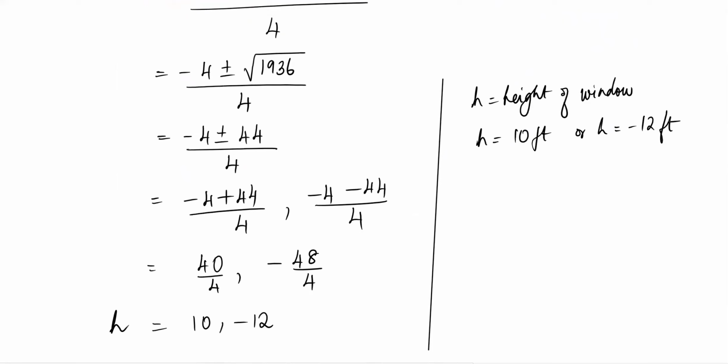Okay, how can feet be measured in negative, right? Distance, it's a length that cannot be measured in negative. So clearly, you see that out of the two answers, this has to be rejected because it's negative. So your height is 10 feet.